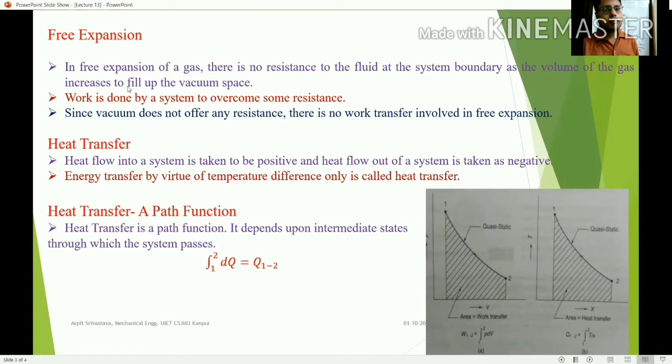Now, free expansion of a gas: there is no resistance to the fluid at the system boundary as the volume of the gas increases to fill up the vacuum space. Work is done by a system to overcome some resistance, and since vacuum does not offer any resistance, there is no work transfer involved in free expansion, as we discussed earlier. Now we move towards heat transfer.